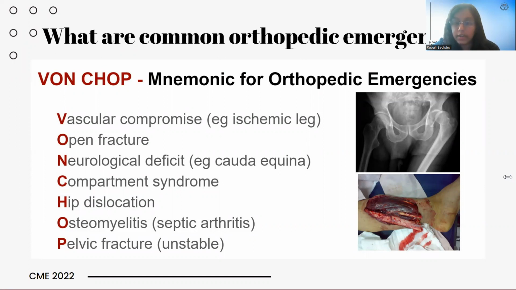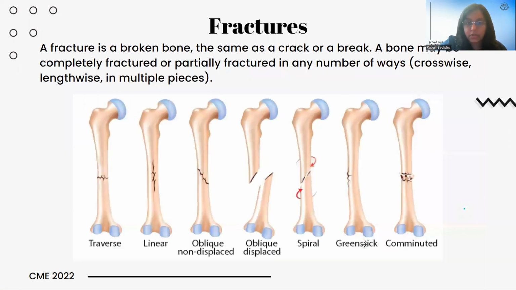And again, neurological deficits. So one of the most common things that patients will come with is something called Cauda Equina syndrome. It's basically where you have compression of the nerve roots. Again, we'll go in more detail. Compartment syndrome is a buildup of pressure in the compartments of your limbs. Hip dislocation, self-explanatory, it's dislocation of the hip. And osteomyelitis, more commonly septic arthritis, and pelvic fractures. So let's start with fractures.